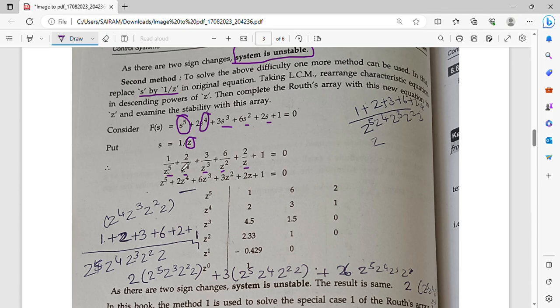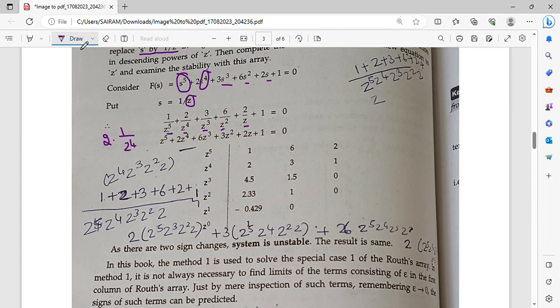So s is equal to 1 by z. So here s power 5 becomes 1 by z to the power of 5. And 2s to the power of 4 becomes 2 into 1 by z to the power of 4, because s power 4 is there. s is equal to 1 by z means s power 4 is 1 by z to the power of 4. So 2 into 1 by z to the power of 4 is nothing but 2 divided by z to the power of 4, and here it is plus 3. Similarly here too: 3 by z cube plus 6 by z square plus 2 by z plus 1 is equal to 0.